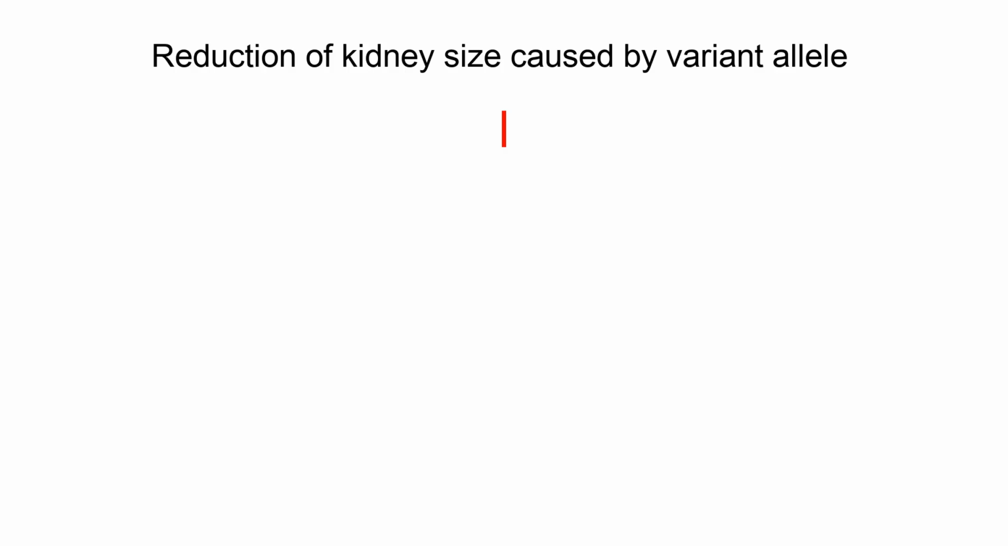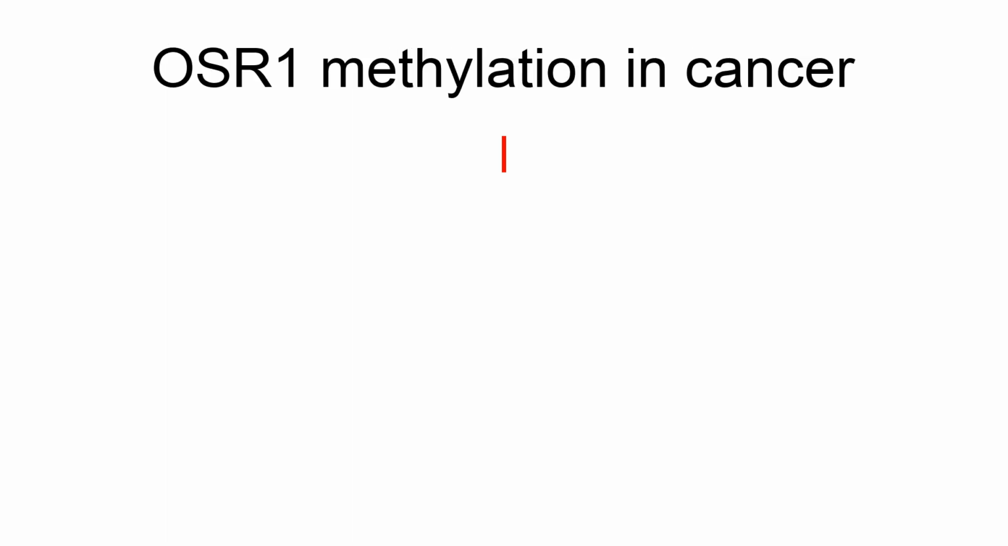A variant human OSR1 allele which does not produce a functional transcript, found in 6% of Caucasian populations, reduces the size of the newborn kidney by 11.8%. OSR1 is methylated and downregulated in 51.8% of gastric cancer cells and tissues. When expressed normally, OSR1 is antiproliferative. It induces cell cycle arrest and induces apoptosis in gastric cancer cells. OSR1 is methylated in above 85% of squamous cell carcinomas.